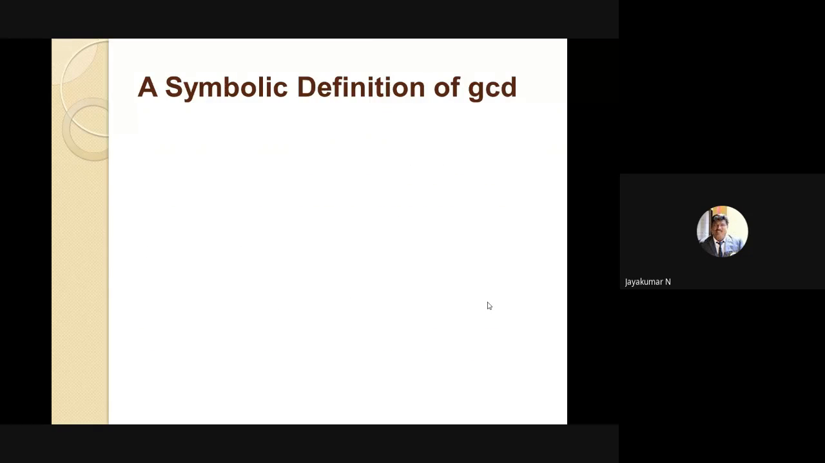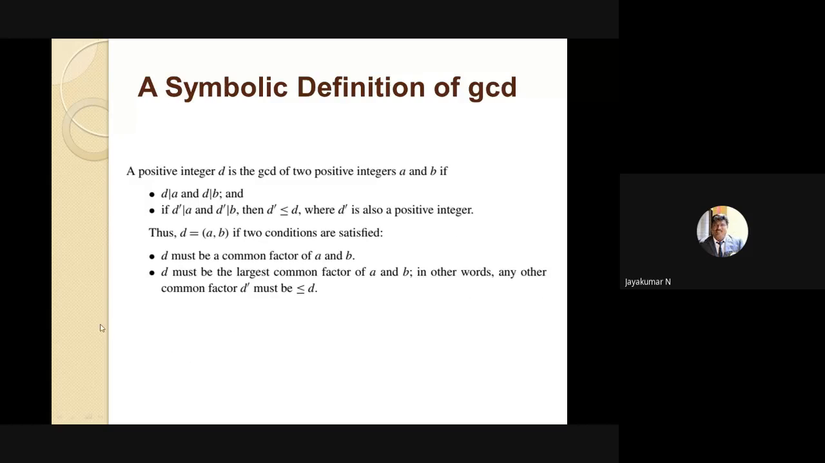A symbolic definition of GCD. A positive integer D is a GCD of two positive integers A and B if the first condition is D divides A and D divides B, and suppose some other number D dash divides A and D dash divides B, then definitely D dash is less than or equal to D, where D dash is also a positive integer. Thus, D is nothing but the GCD of A and B.